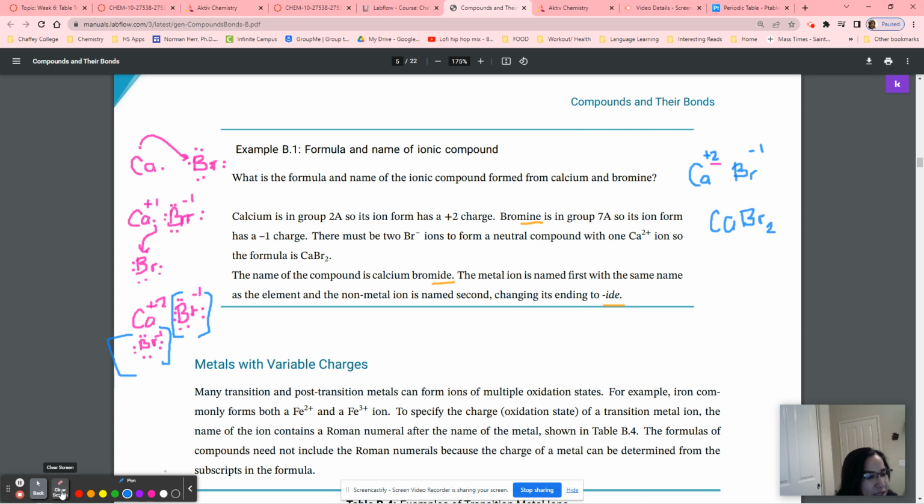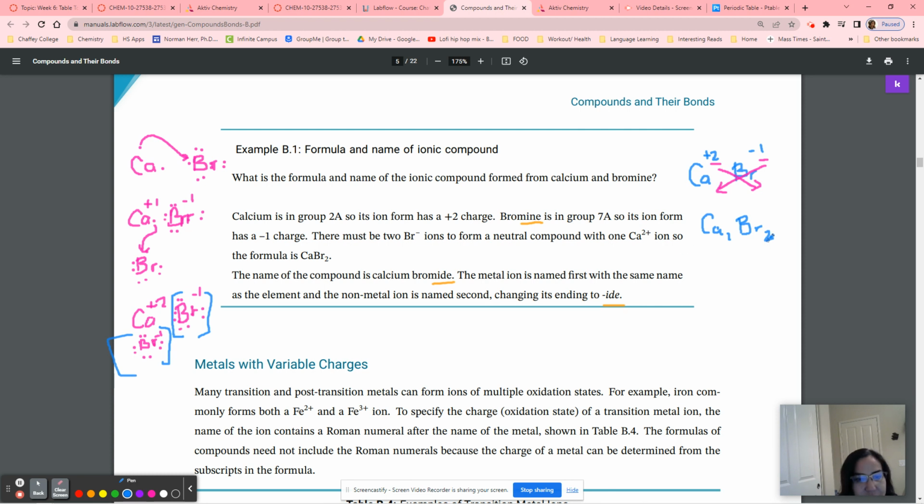Okay. There's going to be something that I like to call the crisscross method. Okay. So the crisscross method is a lot simpler for me. Okay, you're going to have the numbers that are related to the charge, and you're just going to cross them over, like that. So not the charge itself, just the number. So we're going to have calcium, and there's one of them, and bromine, and there's two of those, okay, because you're going to cross that over.